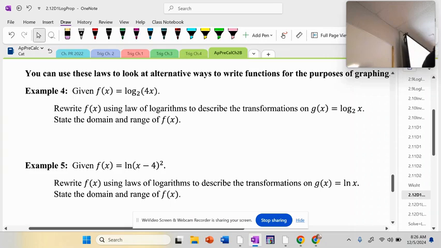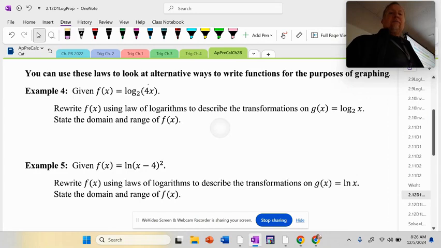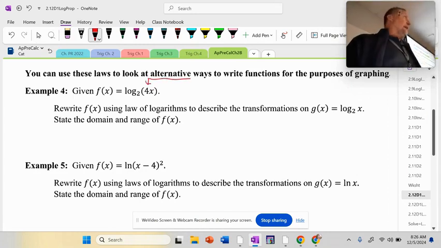This is what the lady did in the thing. So it's really her situation there. And it might be the same ones. No, it's not. Okay, you can use laws to look at internal ways to write functions for the purpose of graphing. Right now, that's on the inside. That's a horizontal shrink by 1/4. We should know that. Okay, so maybe we'll write that one more time for purposes of the AP test.